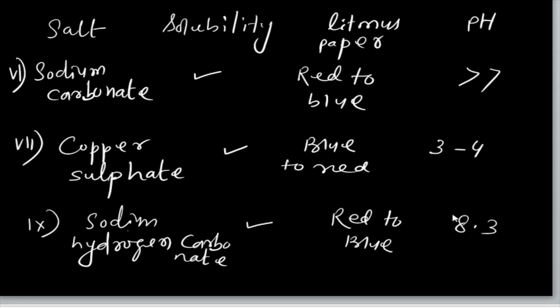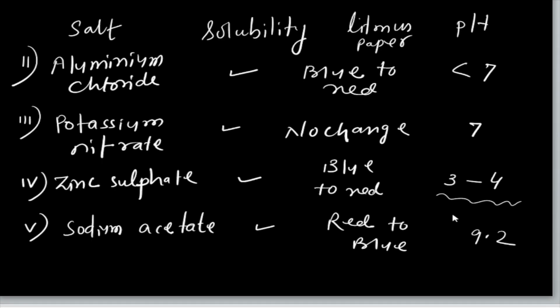Then you will see here the salt sodium carbonate, red to blue, pH greater than 7, that is alkali. If less than 7, that is 3 to 4, that is copper sulfate, acidic. Sodium hydrogen carbonate, red litmus paper to blue, pH is 8.7, that is why it is basic in nature. Aluminum chloride changes litmus paper from blue to red, that is why it is acidic. Potassium nitrate, no change, pH 7, neutral. Zinc sulfate, blue to red, acidic. And sodium acetate, red to blue, which means basic.